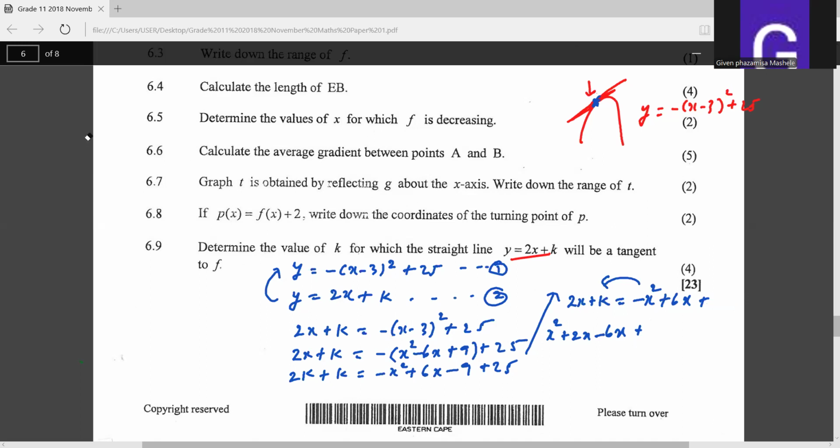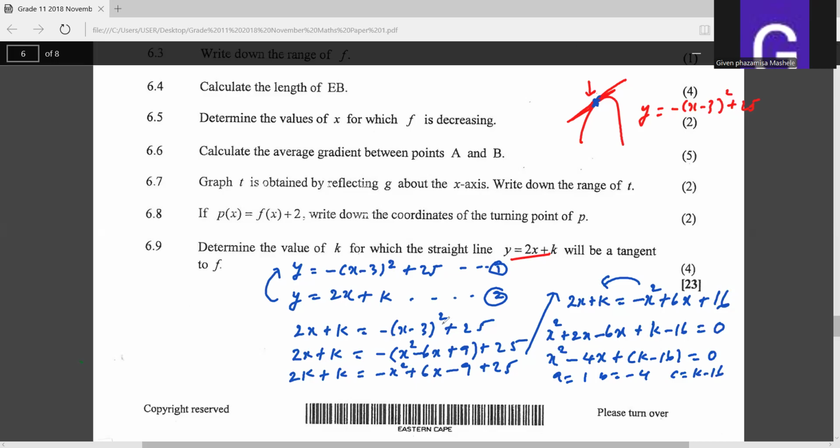Plus, what was 16? Okay, we'll have this one plus k minus 16 equals to 0. Writing the standard form, we'll have x squared minus 4x plus k minus 16 equals to 0. So you can see that it's in the standard form where a is equals to 1, b is negative 4, and c equals to k minus 16.